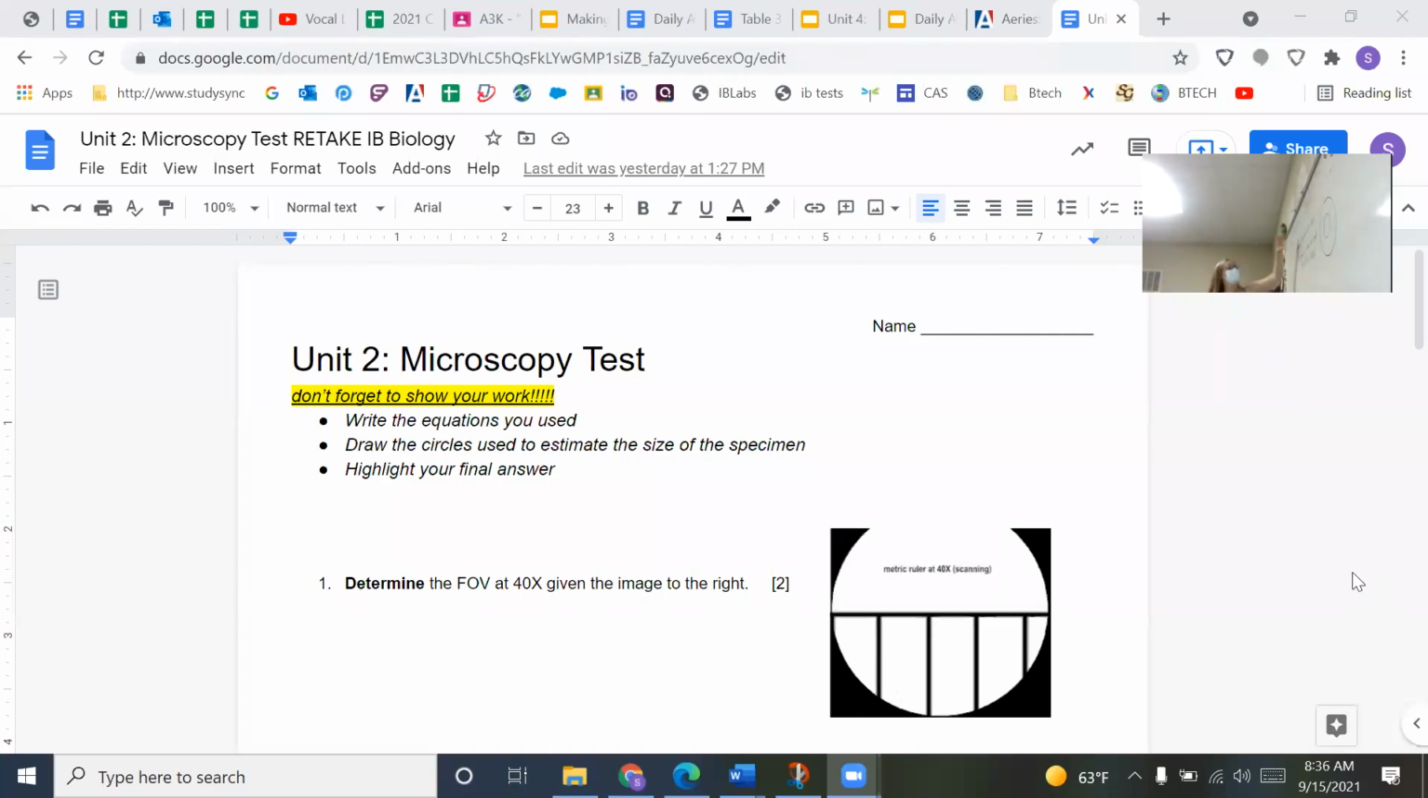Okay, so your field of view is 3 millimeters at 10x. What is the size of a cell? This is your cell at 100x. Okay, what's the first thing you have to do? Low power over high power. We're missing something on that.